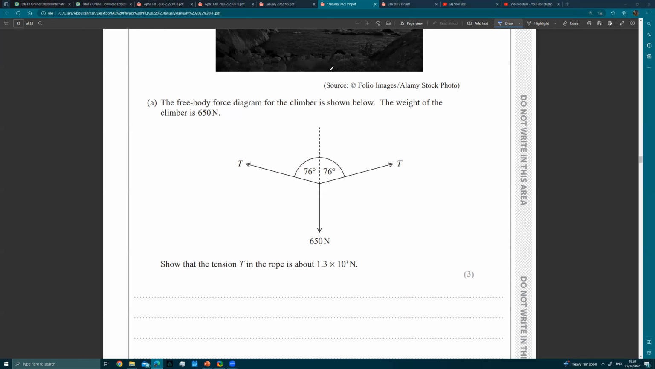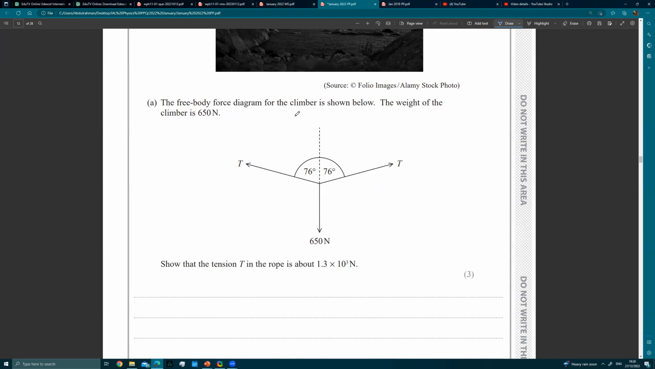Sorry, I think I did it. So do you use the vertical component? Yes, you do. So can I say that it would be 650 newtons is equal to 2 times T cos 76? Excellent, beautiful. And I'll just add some commentary.